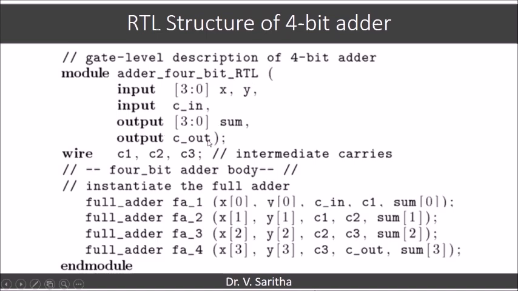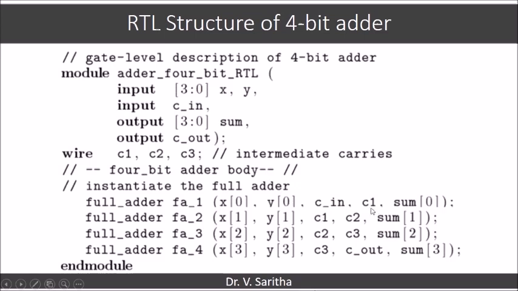This structure we have seen in the behavioral level, and the wires we are telling C1, C2, C3 are required in order to connect the components. So 4 full adders are required. Here, for the first full adder, the inputs are x0, y0 and cn, and the outputs are c1 and sum of 0. And for the second full adder, the inputs are x of 1, y of 1 and c1.